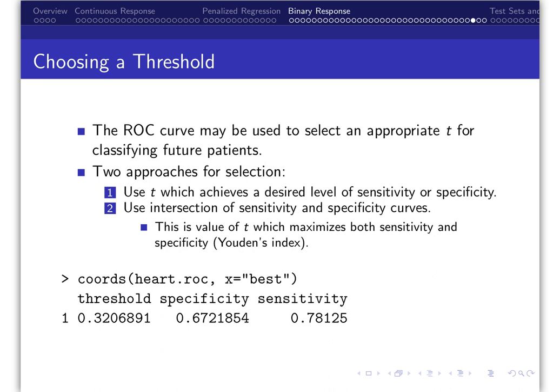The thresholds associated with all the values of sensitivity and specificity can be extracted using the coords function in the pROC package. If you do not have a preference between sensitivity and specificity, you can maximize them both at the same time, which is called using Youden's index, and you additionally specify x equals best in the coords function. For our CHD model, the optimal threshold using Youden's index is 0.32.